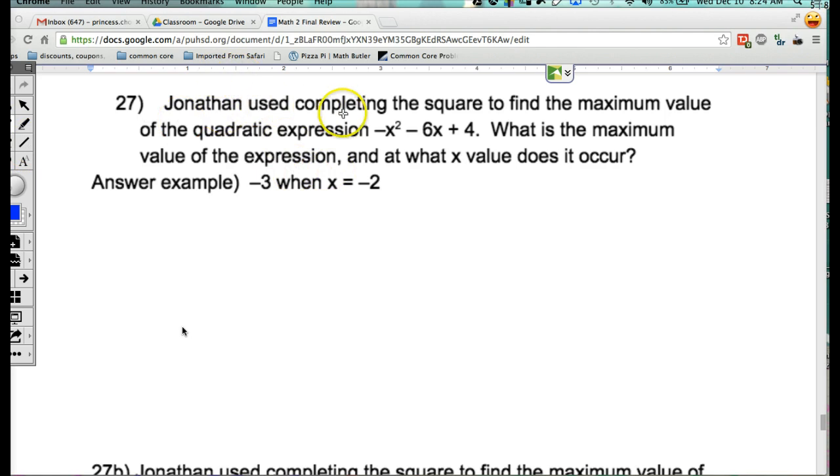So it says Jonathan used completing the square to find the maximum value of the quadratic expression. And this is what we've been doing all semester long, right? We completed the square, okay? What is the maximum value of the expression and at what x value does it occur? I gave you an answer example because your multiple choice options look like this. I don't want you to be confused, okay? Basically, you just have to find the vertex, okay? But your answer example will look like this, -3 when x is equal to -2.